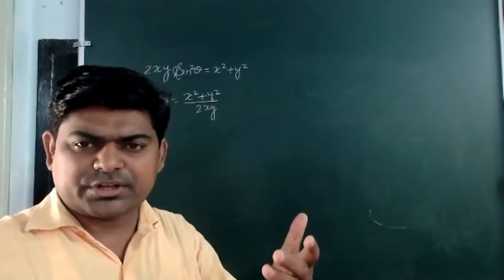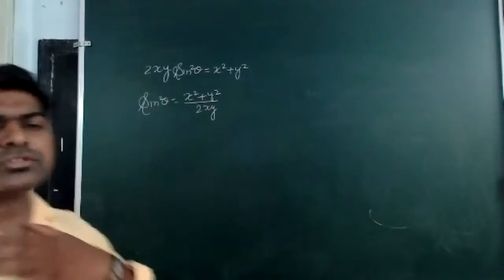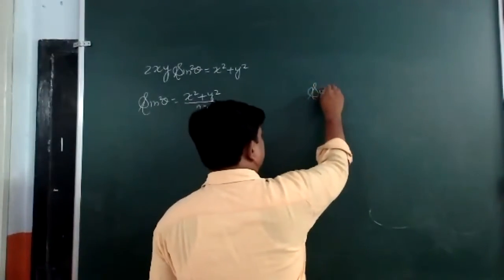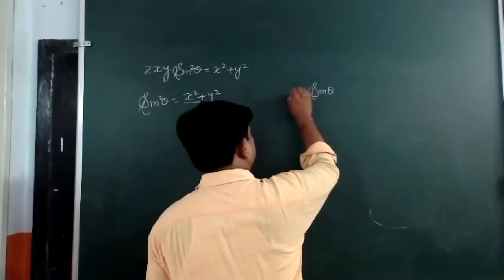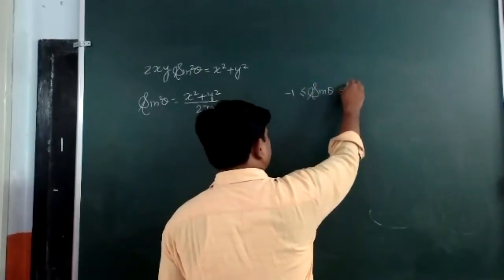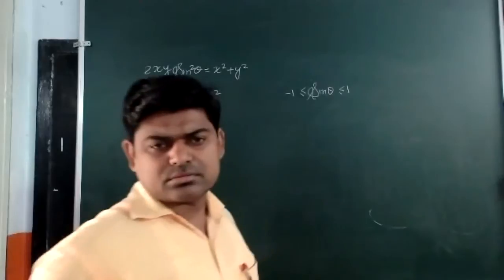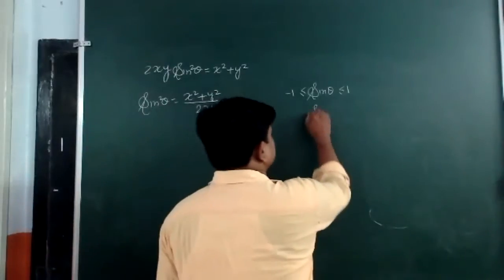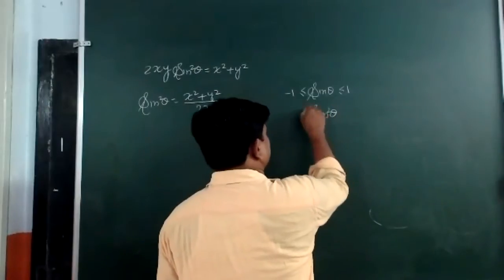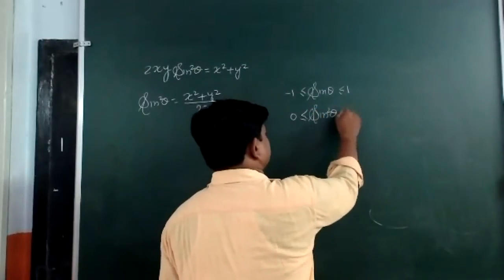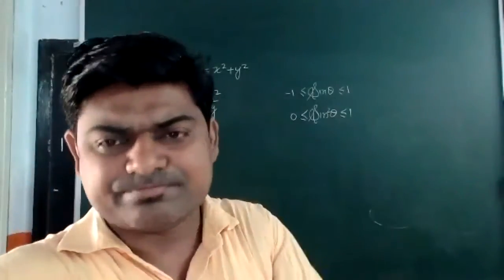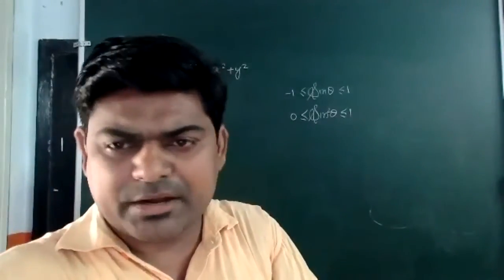Can I proceed to the next? We know the value of sin theta. That's what I'm doing. Sin theta is always greater than or equal to minus 1 and less than or equal to 1. Am I correct? So if I take sin square theta, it is always greater than or equal to 0 and less than or equal to 1, because the square of sin theta will never be negative. Am I correct or not?